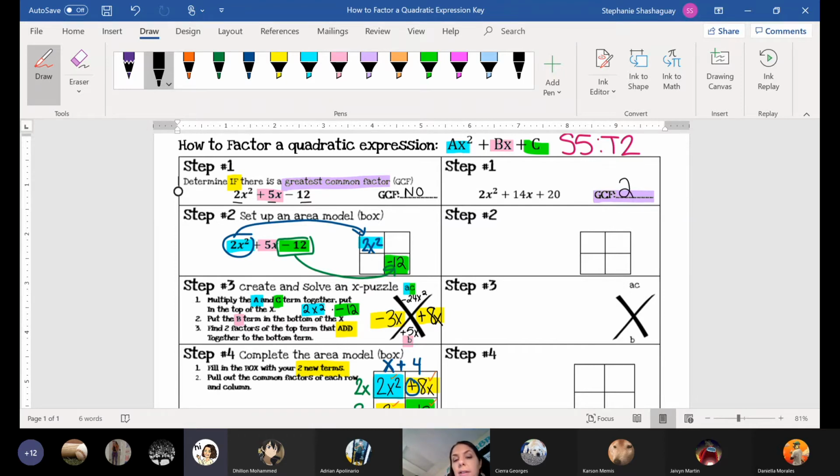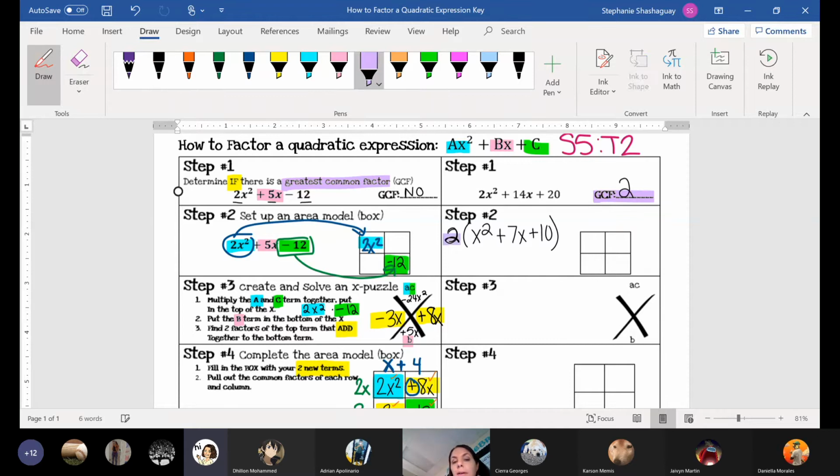Okay, so if we factor out the 2, our new expression is going to look like this. So we're going to factor out our 2. 2x squared divided by 2 is going to be x squared. 14x divided by 2 is going to be 7x. And 20 divided by 2 is going to be 10.